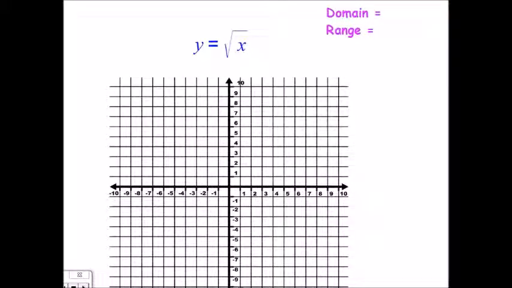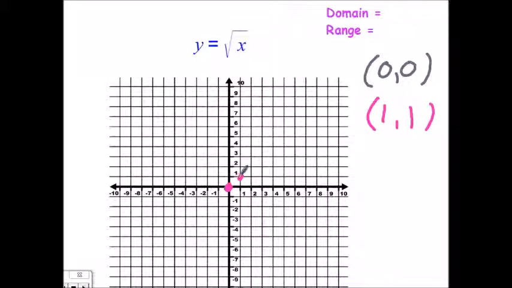So the first one is y equals the square root of x. Well, let's just pick some x's. When x is 0, the square root of 0 is 0. So my first point is 0, 0. Now I'm going to pick another x coordinate, like 1. If x is 1, the square root of 1 is 1, so y equals 1. So I'm going to graph the point 1, 1.